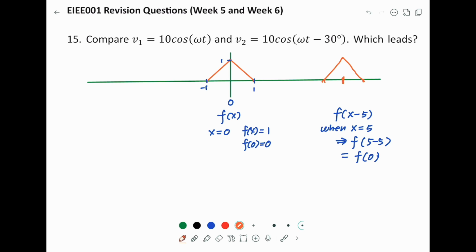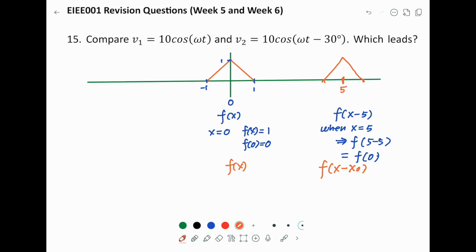and this is 5. So you can see in general, if we have a function f(x), and if we want to shift the function to the right-hand side of the x-axis by x0, I can write this as f(x minus x0). This is how we shift a function to the right-hand side.